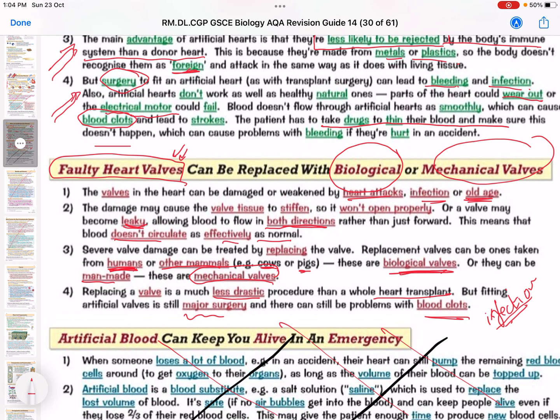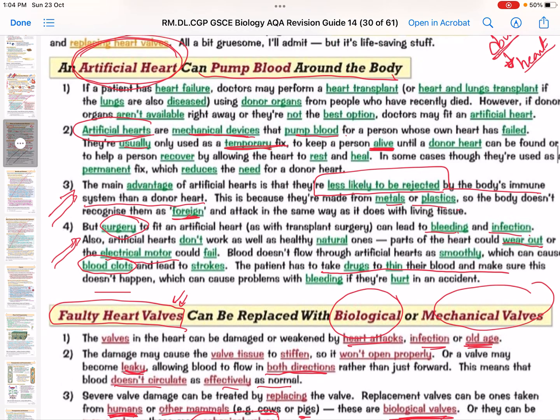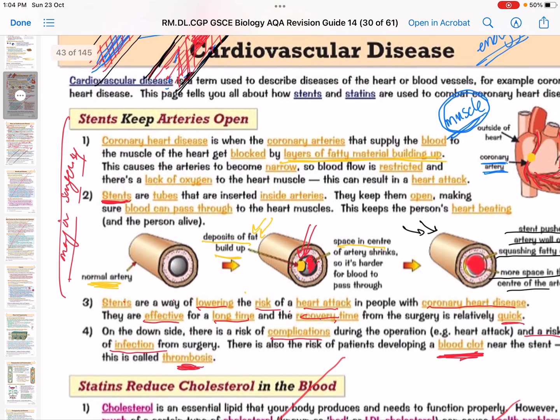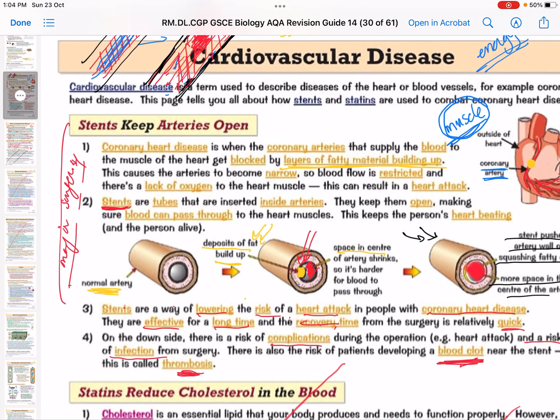So that was a quick revision for the different types of arteries and veins, and for the different problems that may arise in the heart, like artificial valves, like artificial heart, and also like the stents that are used to cure the problem of fatty deposition in the coronary arteries. I hope this was beneficial for everyone.